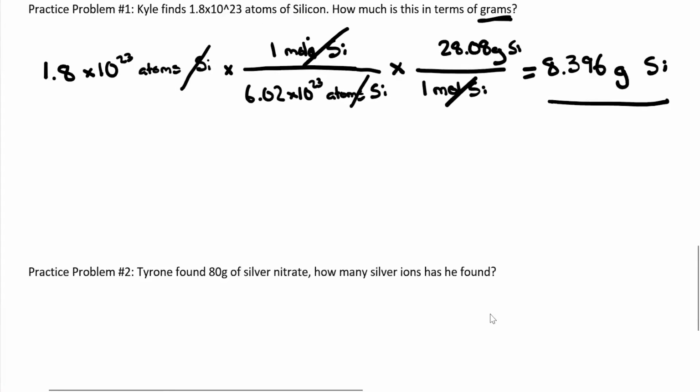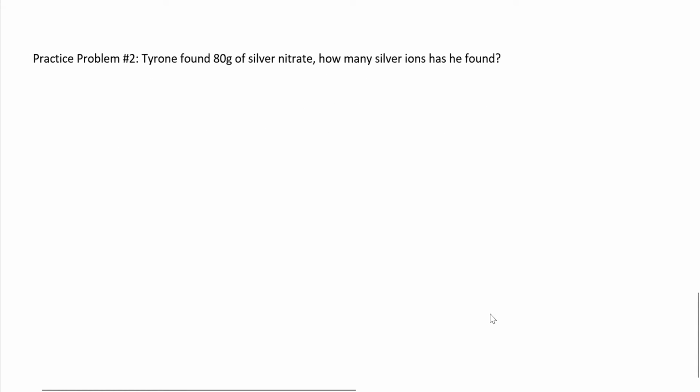Awesome. Now let's try a second problem, and this one's a bit more tricky. So we're going the opposite direction. We're saying that Tyrone has found 80 grams of silver nitrate. So we're asking how many silver ions has he found? All right, so when it comes to this, it's obviously helpful to write the entire formula because it's not an element, it's an entire compound, right? So here we're going to look for the molar mass of the entire molecule, not one of the elements, right?